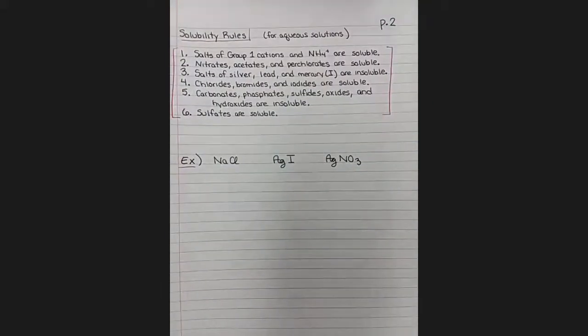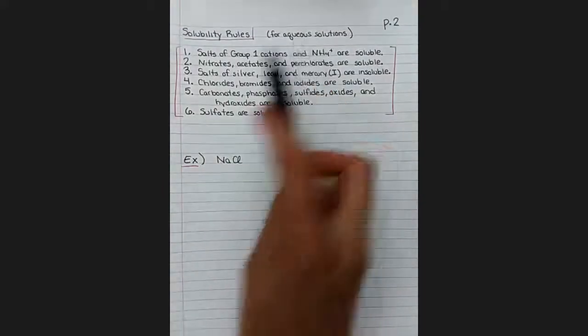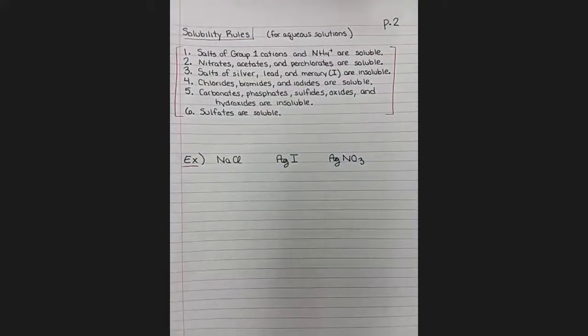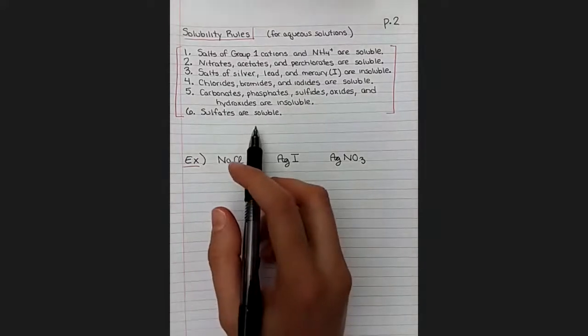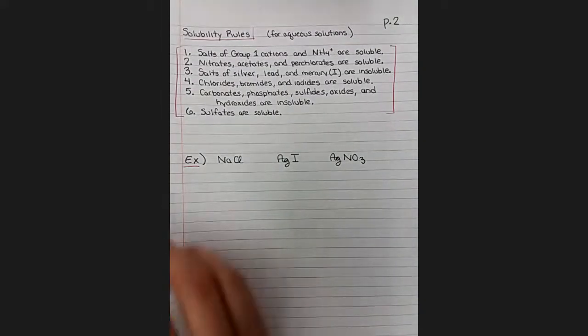Okay, so these 6 solubility rules are general guidelines for when you have a solute dissolved in aqueous solution, to predict whether a particular ionic compound is going to be dissolved, aqueous, or a solid in the solution. So we'll read through these together so we can identify the important parts.